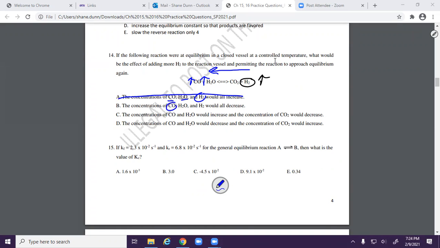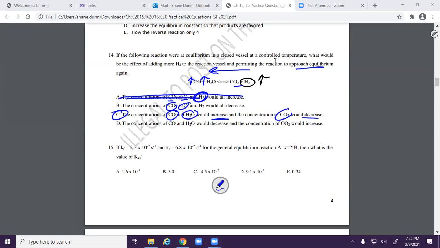Okay, so is it essentially if the right is increasing, it's going to the left? Yes, essentially speaking, yes. The reason I crossed A off is because H2 would go down at equilibrium, right? As you approach equilibrium, what should occur is an increase, and a decrease of CO2. So number 14 should be C.